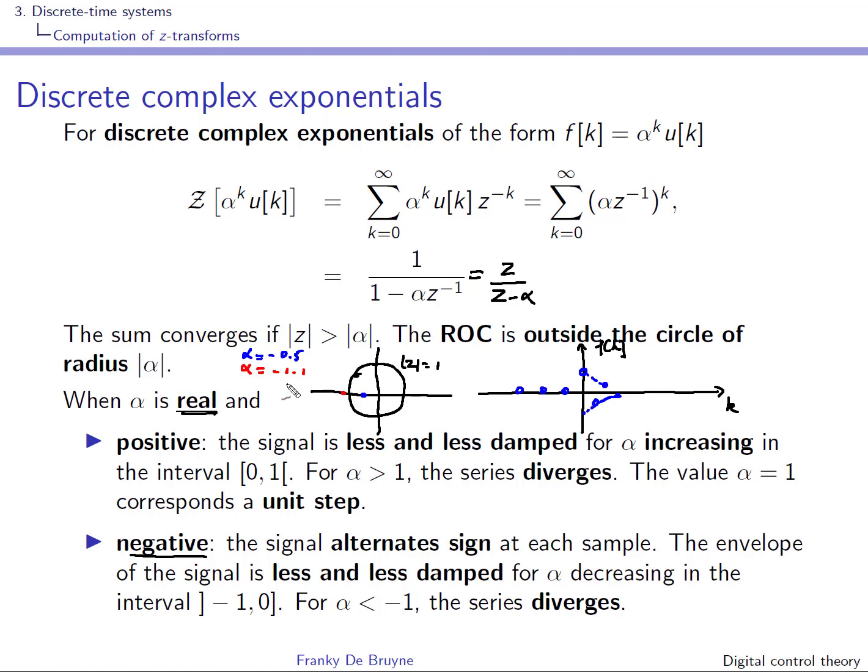So let us have a look at the case where the pole is at minus 1.1. Again, it's a causal signal, so you have zeros over here. At k equal to 0, you have a 1. Then at k equal to 1, you have minus 1.1. At k equal to 2, you have something approximately here, and then here. So again, you have this alternation of signs, but you have something that is globally diverging, and we will see later that this is linked to the fact that the pole is outside the unit circle.